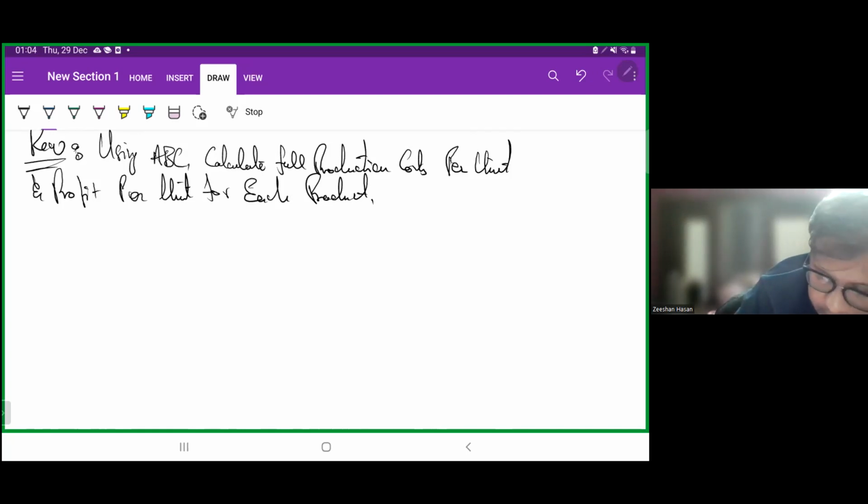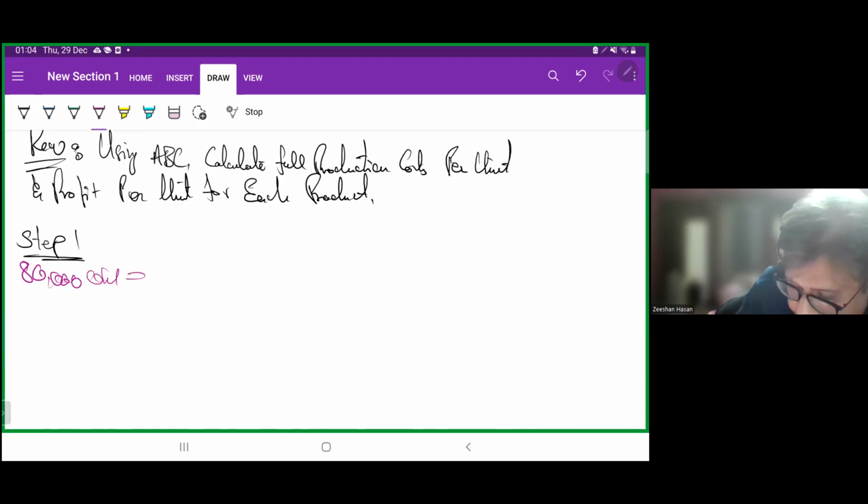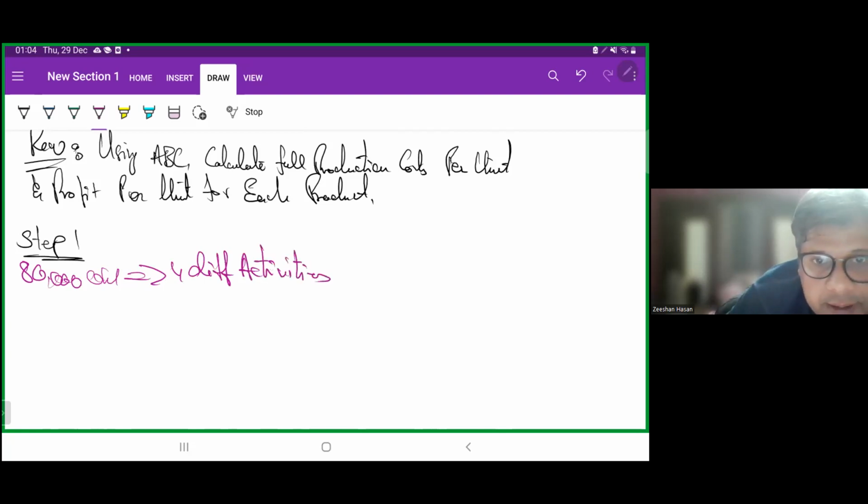Now, what is step one? As we learned, group production overheads into activities according to how they are driven. So this has been done. The 80,000 overhead has been split into four different activities, or you can say cost pools.